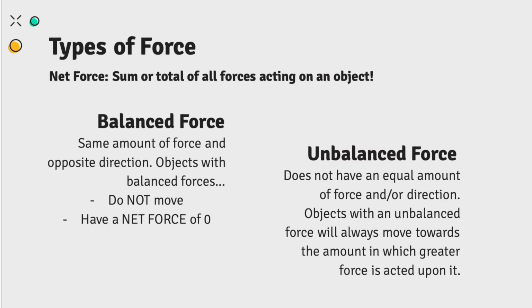So we have several types of force. Net force is the sum or total of all forces acting on one object. So we have balanced force and we have unbalanced force. Balanced force is the same amount of force and opposite direction. Objects with balanced forces do not move, and they have a net force of 0.